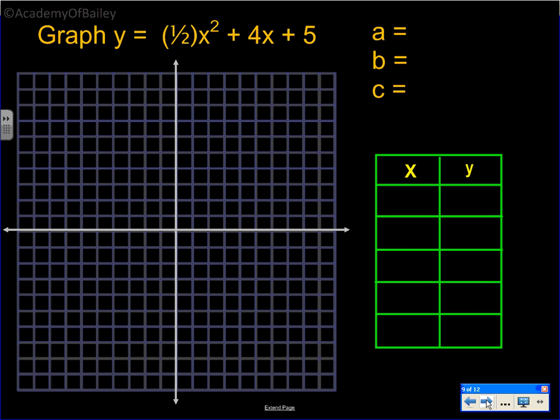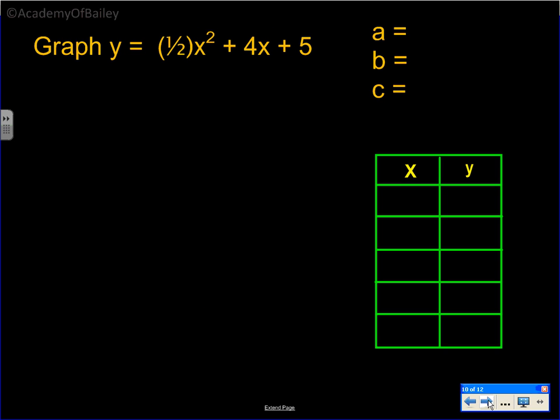This one here has a fraction in it, so let's go ahead and work with that one. We still identify A, B, and C. A is 1/2, B is 4, and C is 5.